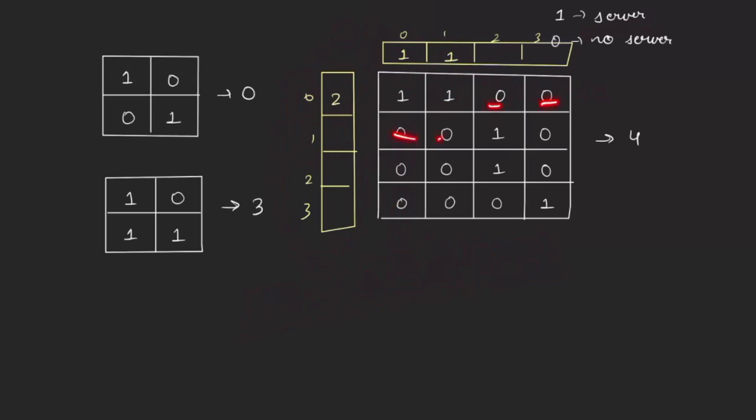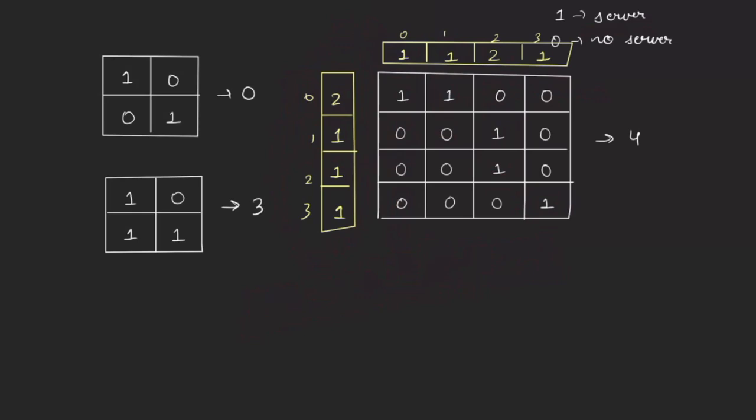Then this is no server. Here we have a server. So for this, here we will update and here we will update. This will become 1, this will become 1. Next we have this server. So this will become 1 and this will become 2, right? So this will be here 1 and here 2. And then for this server, here we will update by 1, here we will update by 1. So now we know that in each row and in each column how many servers are there.